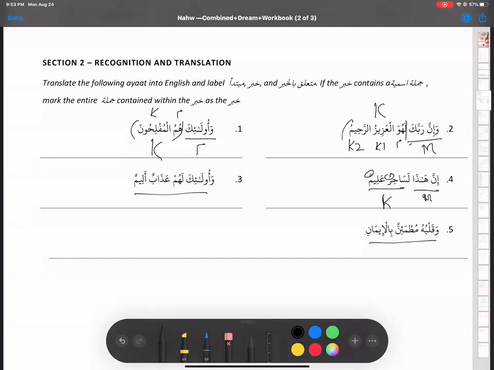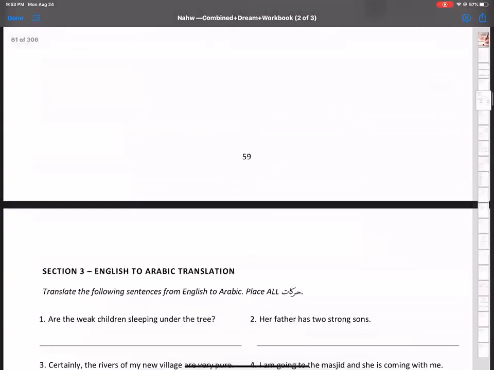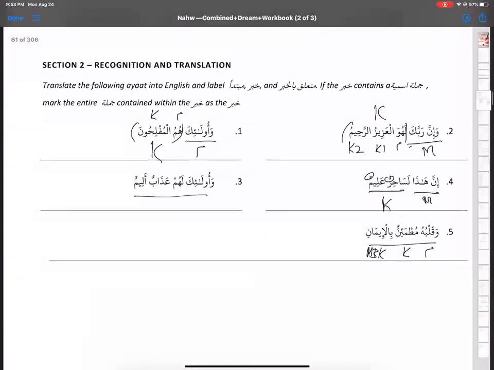Now, what do you say about here? وَقَلْبُهُ مُطْمَئِنٌ بِالْإِيمَانِ. What do you say? Qalbuhu is mubtada. Mutmainun is khabar. Bil imani is MBK. That was the easy one. A sentence, okay. Mubtada itself is idafa. So this na becomes noon sakila? No, no, no.